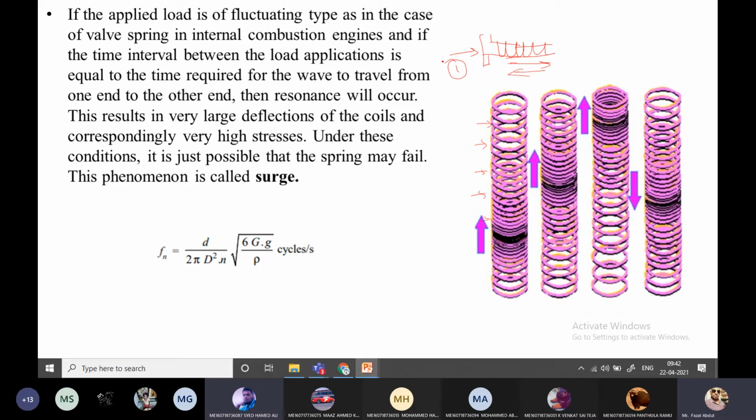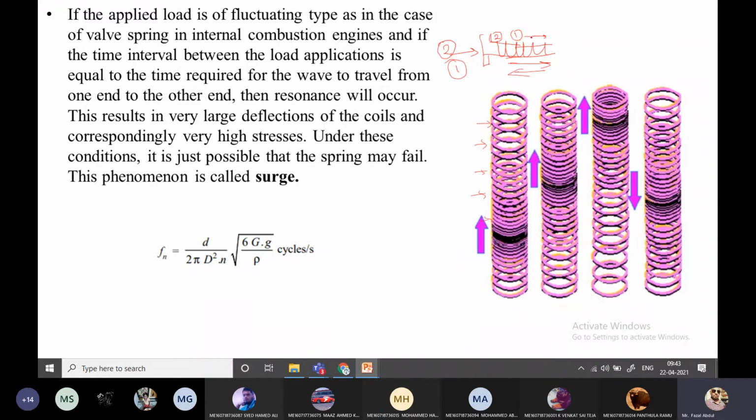Because of the first load, the time delay delays the propagation of stresses, and the deflection starts some time after the application of the first load. Assume here the deflection for the first load. Because this is subject to cyclic loading, immediately after a few seconds the second load is applied, and again the second deflection starts. See here, the first deflection is traveling here. At the same time, when it reaches the bottom, the second deflection starts.